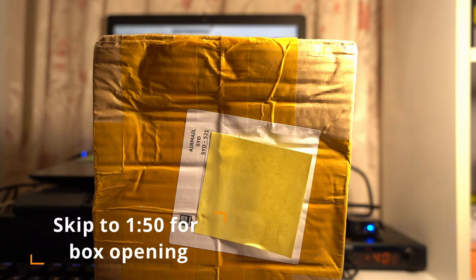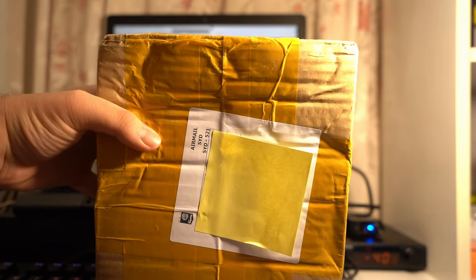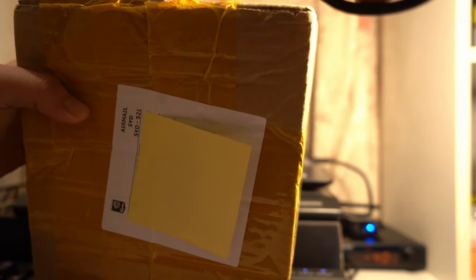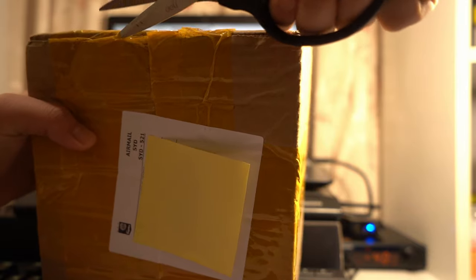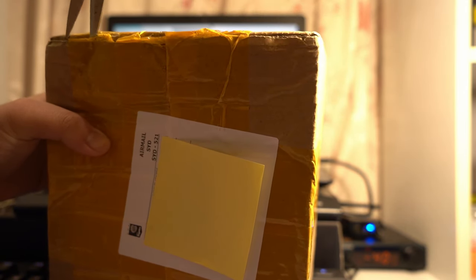Hi there, and today we have a big box. Let's see what's in here. I actually do have an idea of what's in here, but I'm trying to make it sound like it's a surprise.